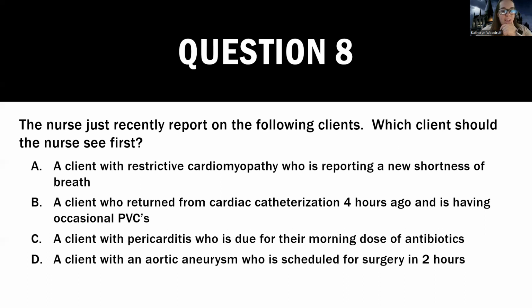Then a client with an aortic aneurysm who's scheduled for surgery in 2 hours. Here's another thing. A lot of times students will choose this one because they're like, oh, I got to get in there. I got to get them taken care of. But here's the thing. We'll get to them and we'll get them in for their surgery when they need to. But at the end of the day, which of these patients needs me right now?